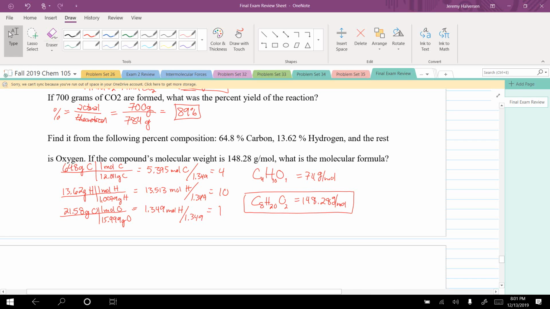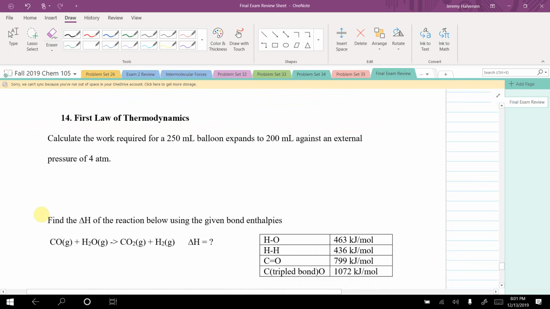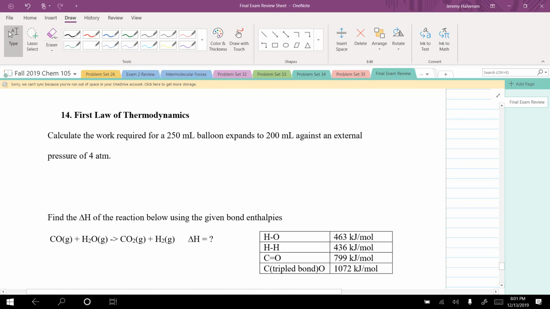Okay, what's the other problem that's associated with this stuff? Combustion analysis. Remember that's a type of problem you should know how to solve. That's when we say you burn it and you get this much CO2 and this much water, and then ask you for the empirical formula. Okay. All right, let's do this real quick.